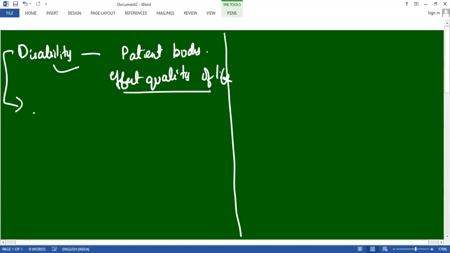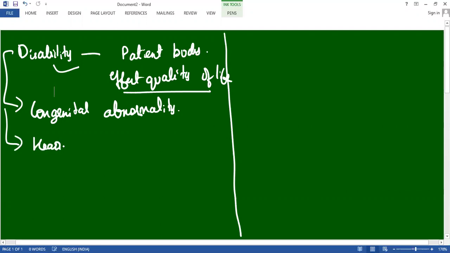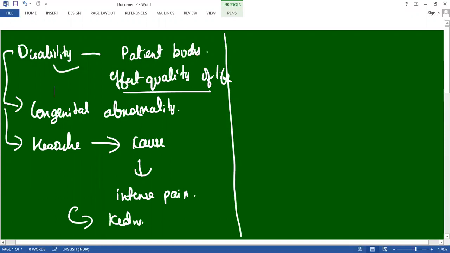And another severe issue is congenital abnormality. And as I already said, a headache may cause intense pain that may lead to kidney or heart problems. So these are the serious issues.